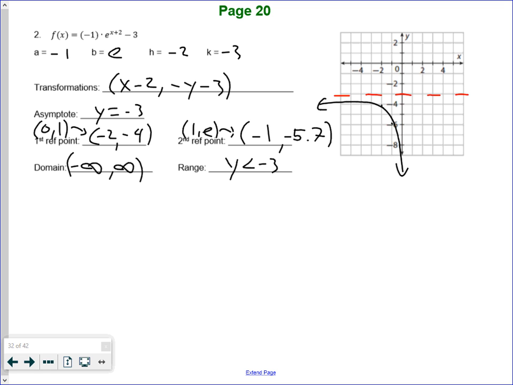Your first reference point comes from the point 0, 1. That transforms into negative 2, negative 4. Your second reference point is 1, e, and that transformed into negative 1 comma negative 5.7. Your domain is going to be all real numbers, so in interval form it is negative infinity to positive infinity, and your range is y is less than negative 3.